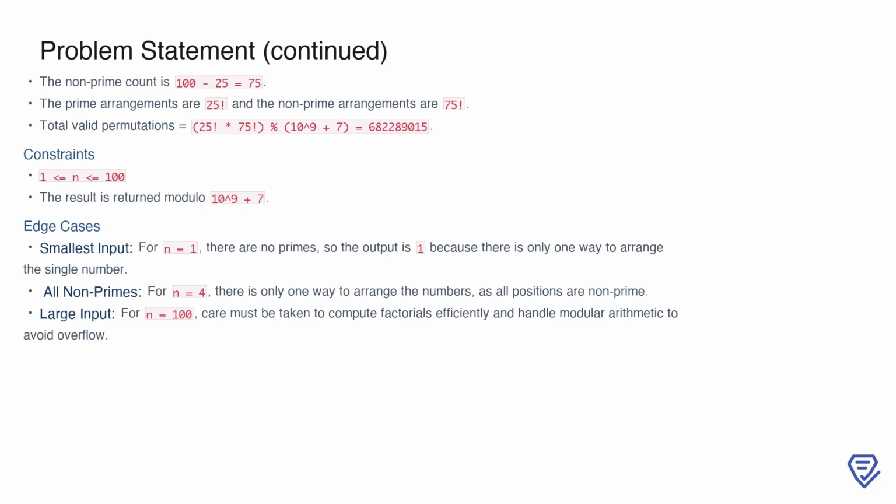For edge cases, if n equals 1, there are no primes, so the single number is trivially arranged in one way. For cases like n equals 4, where all numbers are non-prime, there is only one valid arrangement as well. For larger values of n, efficient computation of factorials and modular arithmetic is crucial to avoid overflow and ensure correctness.